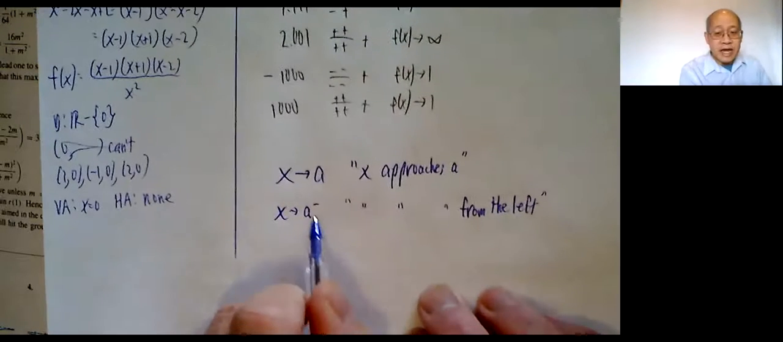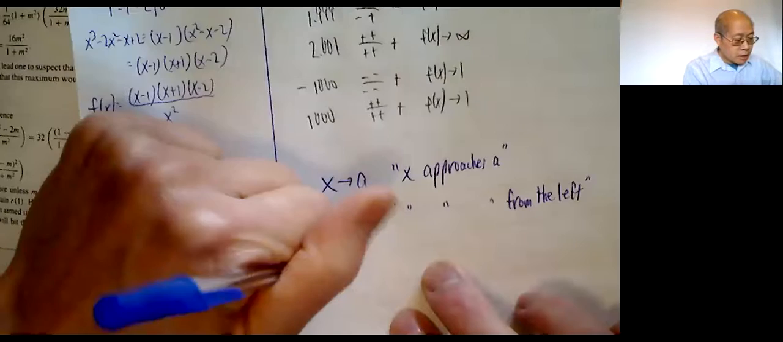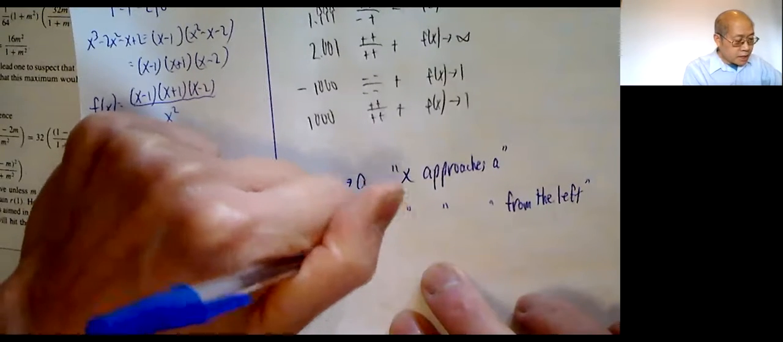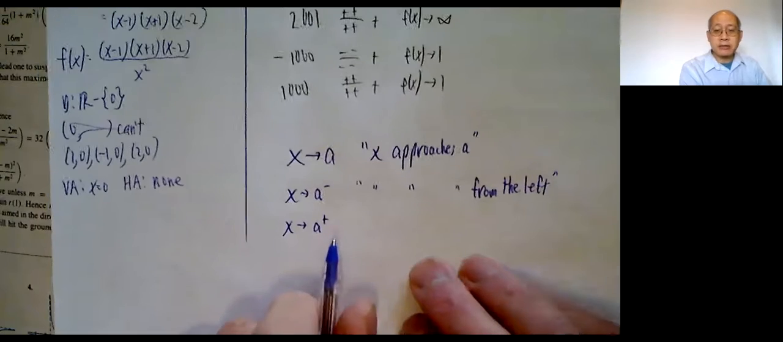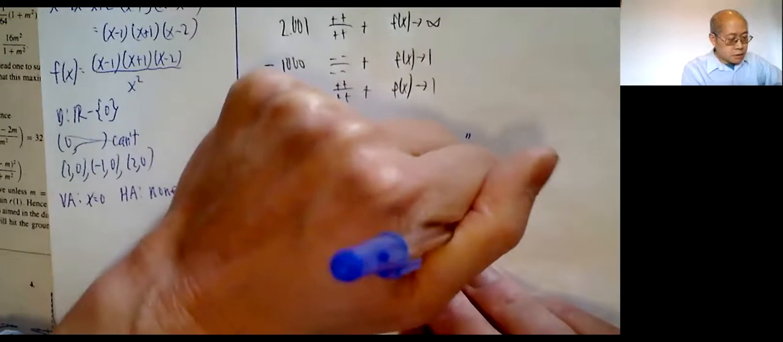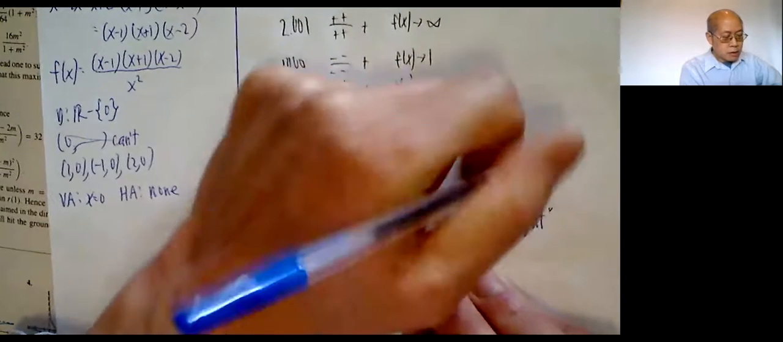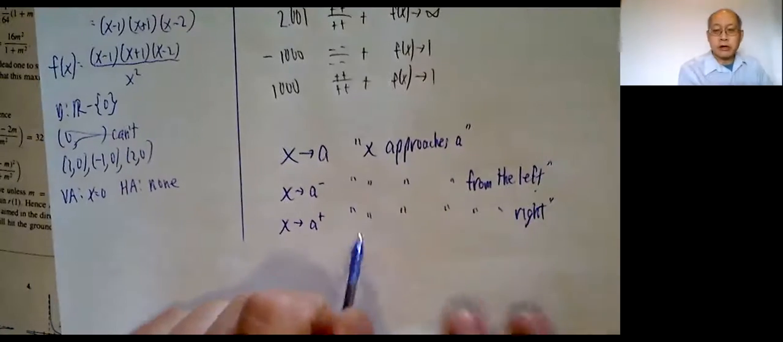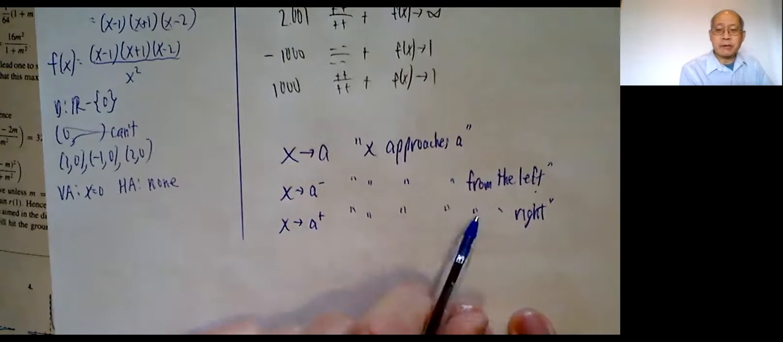It doesn't have to be a negative number. It just means coming from this side. And then X arrow A, if they put a number above with a plus, it means X approaches A from the right. So ditto. In case you don't know, the ditto marks mean just copy what was above it. This says X approaches A coming from the right.